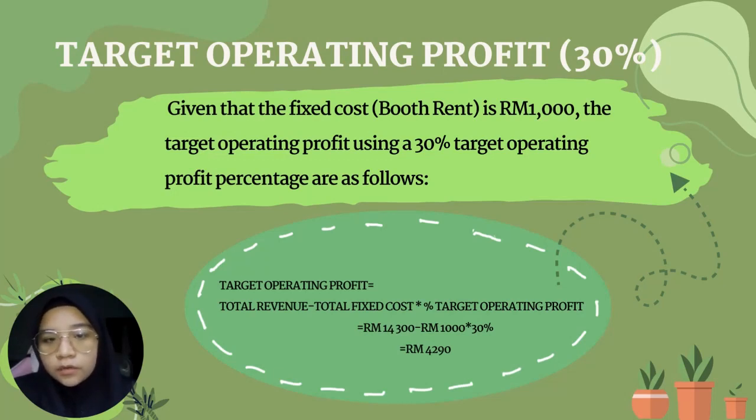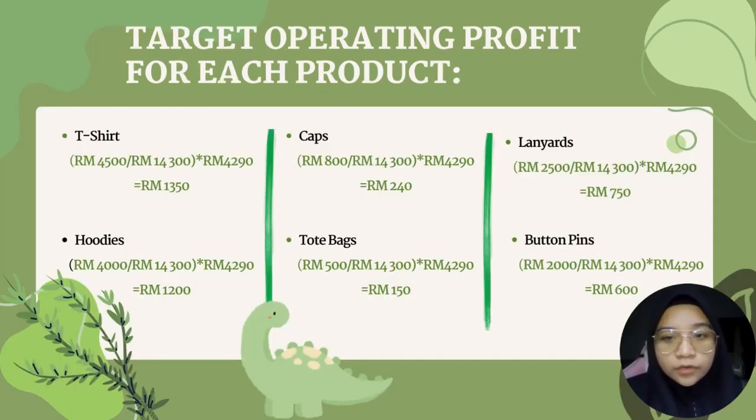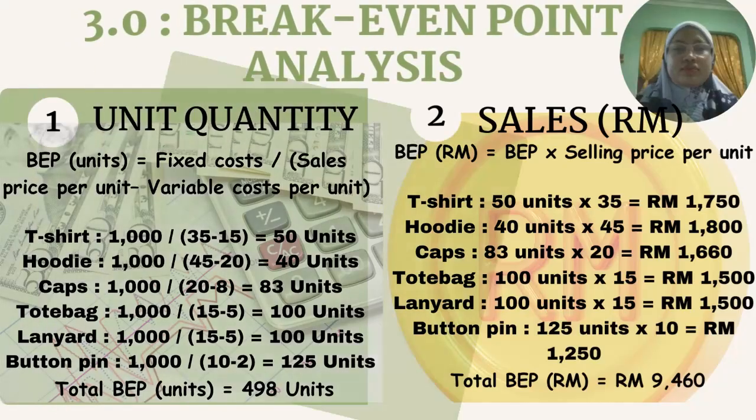Next, we move to target operating profit for 30%. The fixed cost, booth rent, is 1,000 ringgit. The target operating profit using a 30% target operating profit percentage is as follows. The total is 4,290. So target operating profit for each product is t-shirts 1,350, hoodies 1,200, caps 240, tote bags 150, lanyards 750, button pins 600.